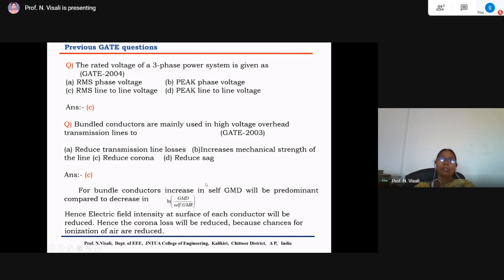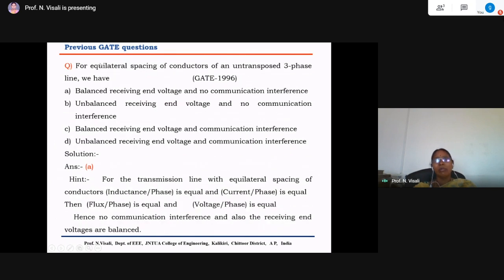For equilateral spacing of conductors of an untransposed three-phase line, that is symmetrical spacing. The options: balanced receiving end voltage and no communication interference; unbalanced receiving end voltage and no communication interference; balanced receiving end voltage and communication interference; unbalanced receiving end voltage and communication interference. So what is the answer? No doubt, equilateral spacing is symmetrical, and untransposed means no transposition.